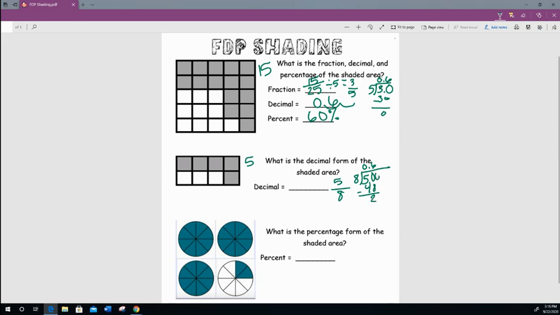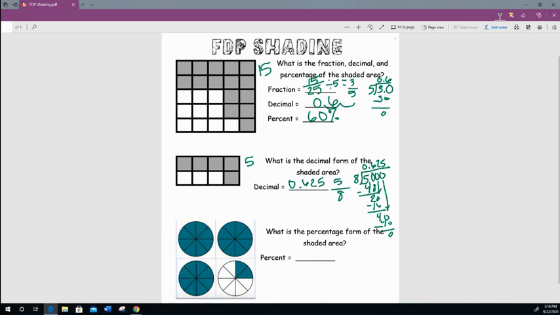8 can't go into 2, add a 0, bring it down. 8 can go into 20 2 times. 8 times 2 gives us 16, and 20 minus 16 is 4. I'm going to add a 0, bring that down, and 8 can go into 40 5 times. 8 times 5 is 40. And so we can stop there. So our decimal of 5/8 would be 625 thousandths, and that's what the decimal form of this is.